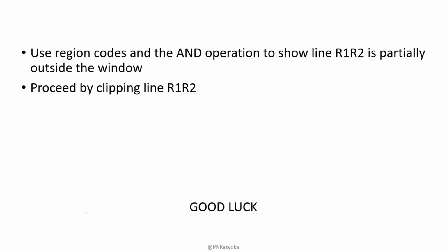So basically, using the same operations, I'm sure you can be able to compute the slope for R1, R2, and then you can proceed and clip the segment of the line that lies outside the window, so that we can be left with the segment that lies within the window.